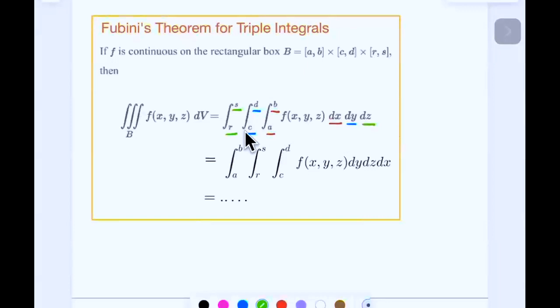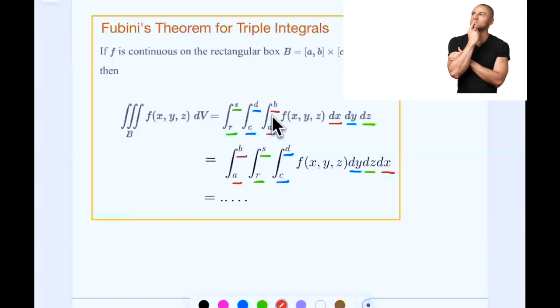Equivalently, you can express this triple integral in another way. This time you can integrate with respect to y first. So y goes from c to d, and then z goes from r to s, and then x goes from a to b. And there are also other combinations you can work on. How many combinations can you get?